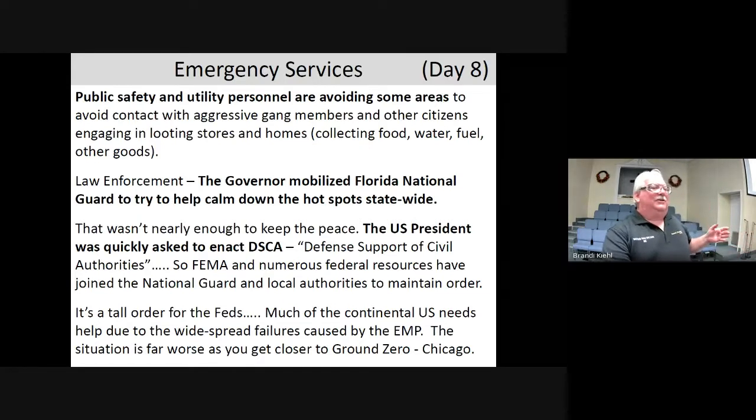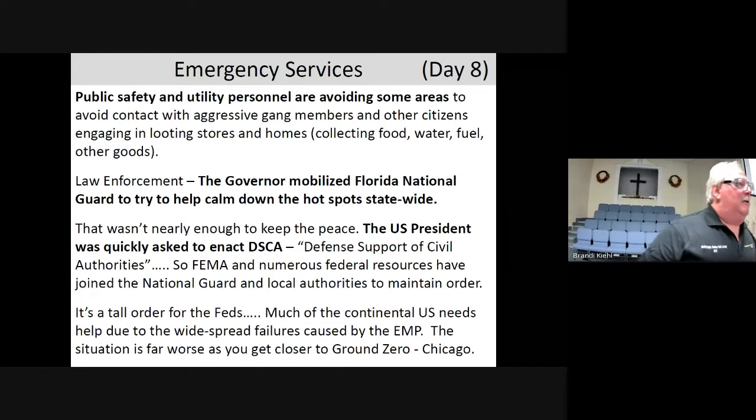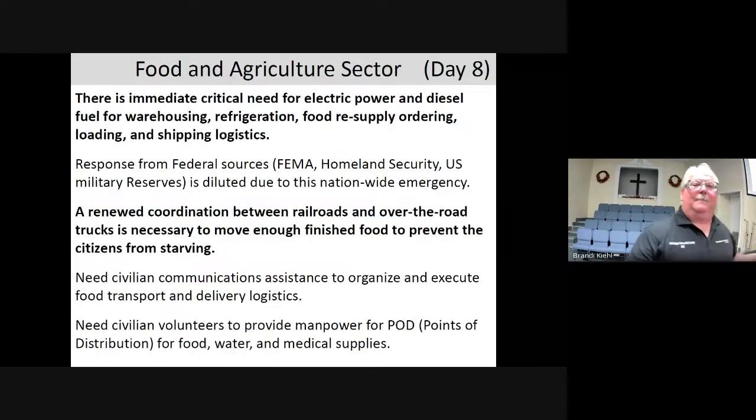The problem is it's going to happen this way in all of the 48 contiguous states, every county. Everybody's going to be calling for the same help. Okay, food and agriculture, got to have power to store your warehoused foods and to do your food supply reordering and loading and dealing with shipping logistics. There's going to have to be a renewed coordination between the over-the-road truckers and the railroads in order to move enough food to keep people eating.